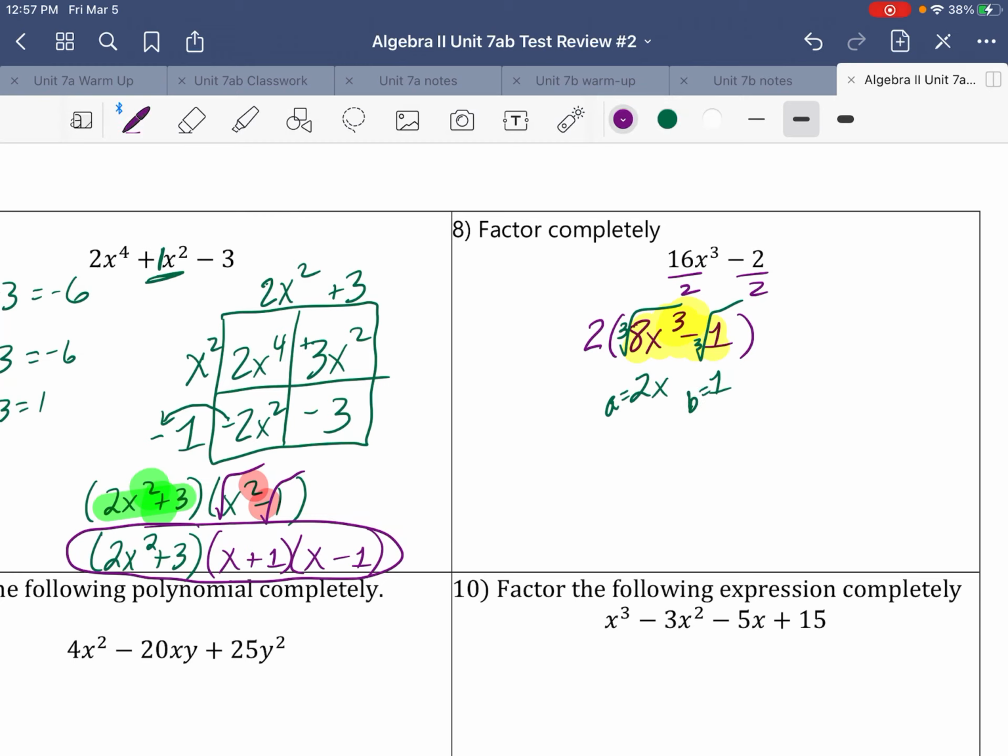All right, so we have the 2 on the outside. That is one of our factors. And then we have A, it's a difference of cubes, so it's the same sign, minus B. And you have A squared. Then it's the opposite of that, plus 2x times 1, so A times B, plus B squared.